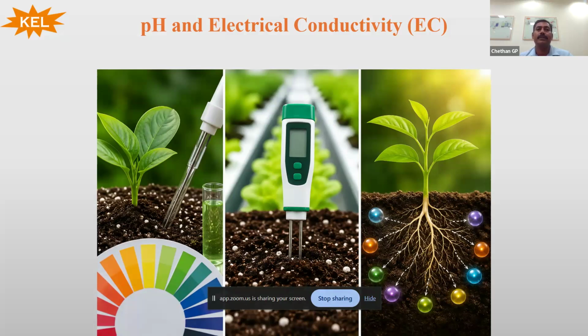Electrical conductivity measures the concentration of soluble salts. Excessively high EC can damage the roots and reduce water uptake, whereas very low EC indicates inadequate nutrient availability. Routine monitoring of pH and EC enables growers to adjust the fertigation programs before nutrient deficiency or toxicity becomes visible.